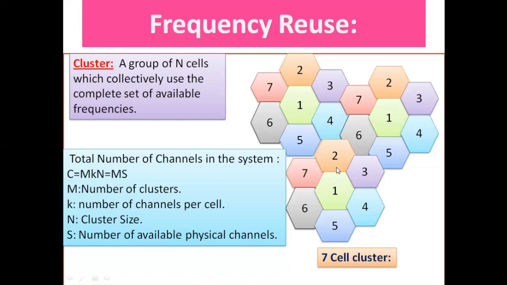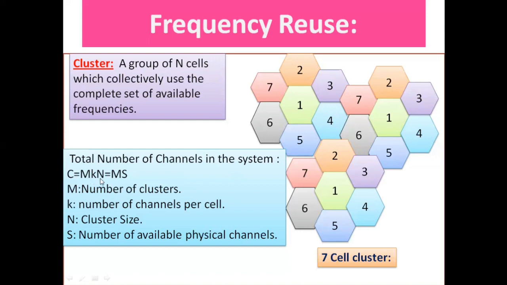But when I'm going for frequency reuse, I should also consider the co-channel interference. That is the main important parameter to be considered for repeating these frequencies. Otherwise, if they are nearby, there will be interference from this cell to this cell, and the user's signal gets interfered.